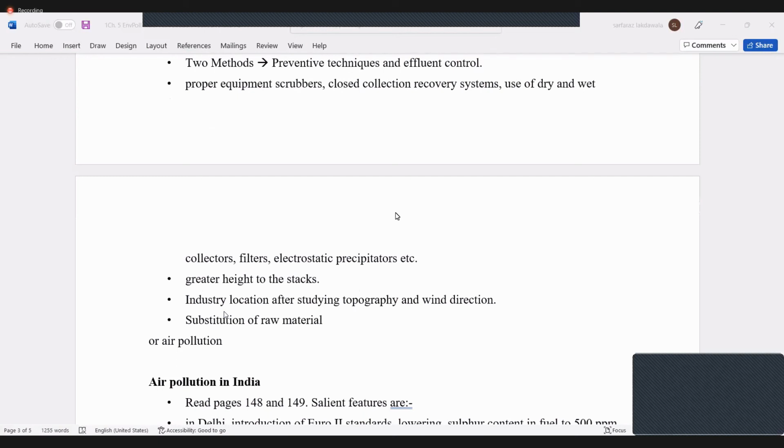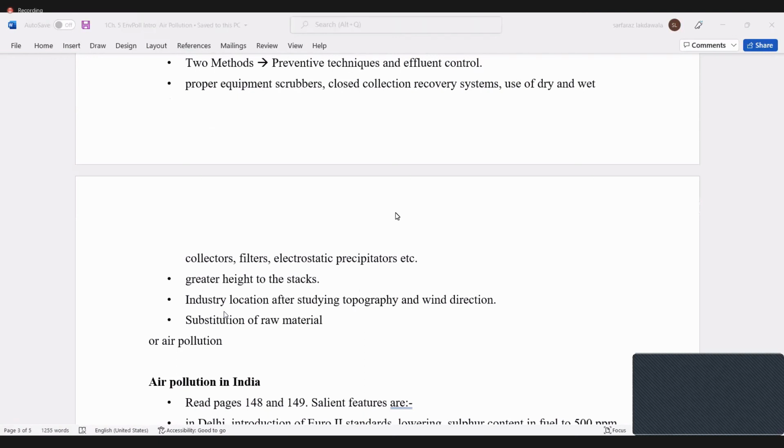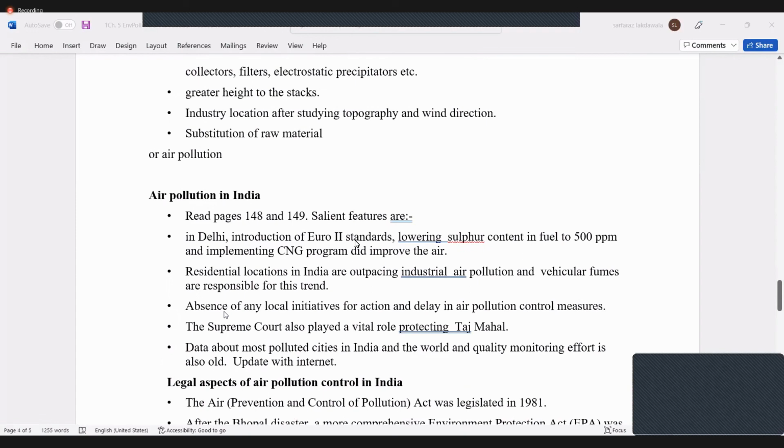Substitution of raw materials for air pollution control. Raw materials like now the CFC gas has been replaced by argon 2225, and the halon gas has been banned from use, and CO2 has come into its place as a substitute. So this is very much important to control the pollution.